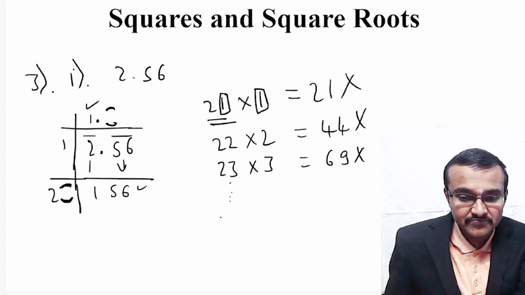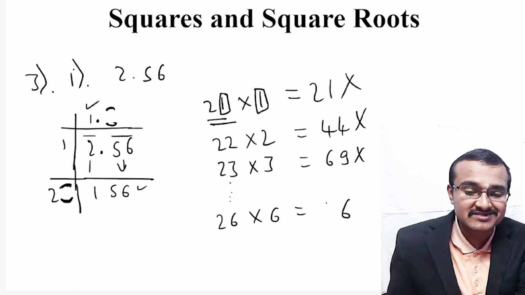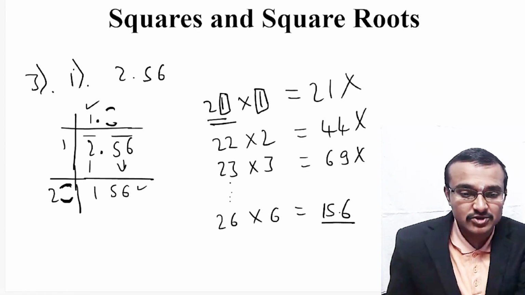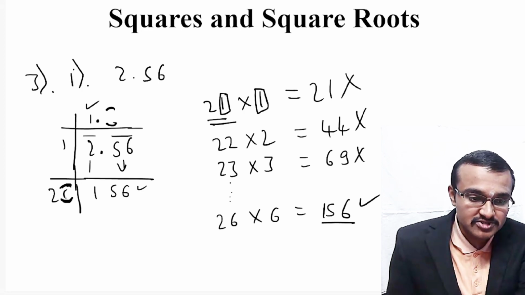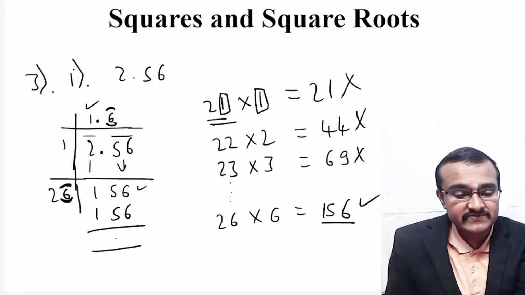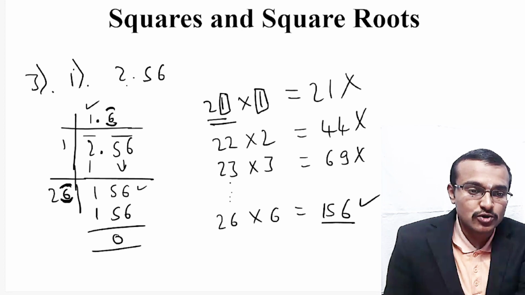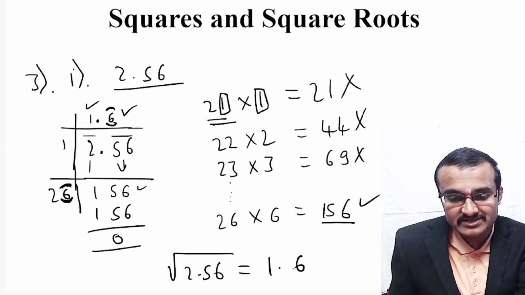Like this, if you go on doing, let us take 26. 6 6s are 36, 3 carry. 6 2s are 12, 12 plus 3, 15. So 156. Now we are getting a number equal to 156. That means in this position you should put 6, and in the quotient also you should put 6. So 26 into 6 will be 156. When you subtract 156 from 156, you get 0. So the square root of 2.56 is 1.6.